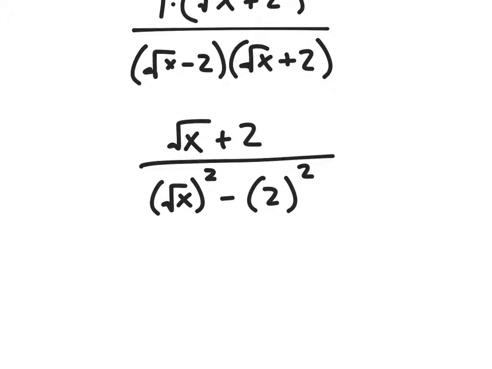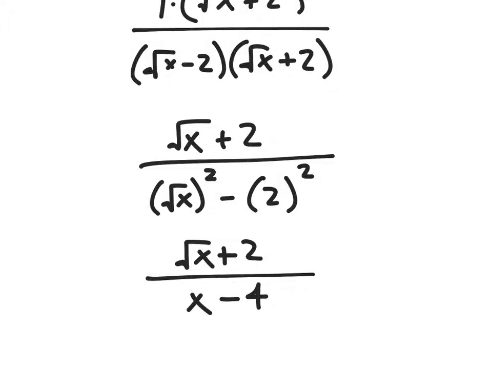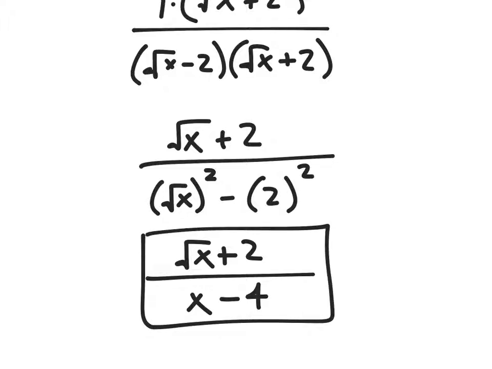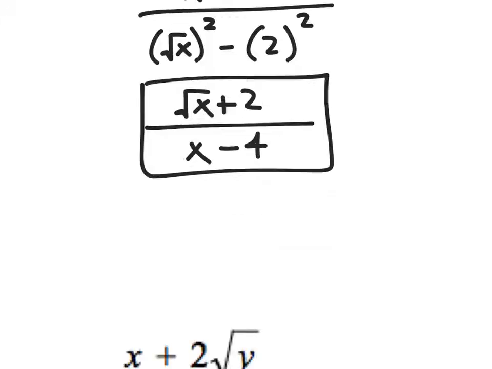So watch what happens. We're going to get square root of x plus 2 up top divided by square root of x all squared, which is just x, and then minus 4. And that's my answer. I don't have any more radicals in my denominator, and I can't divide anything out from here. So that's all we're left with. All right, let's take a look at the last one.